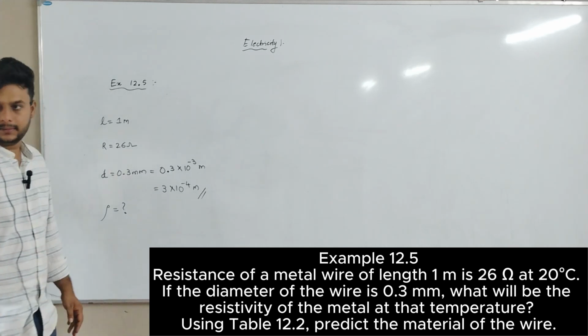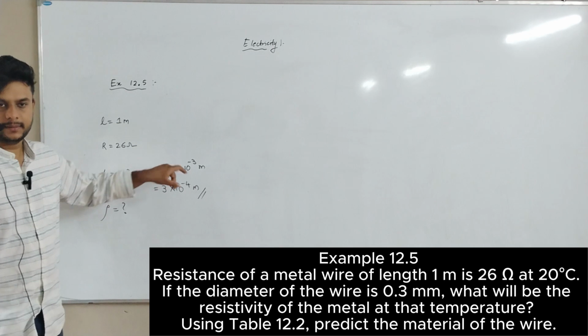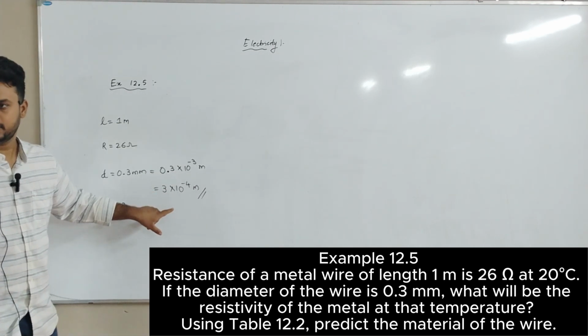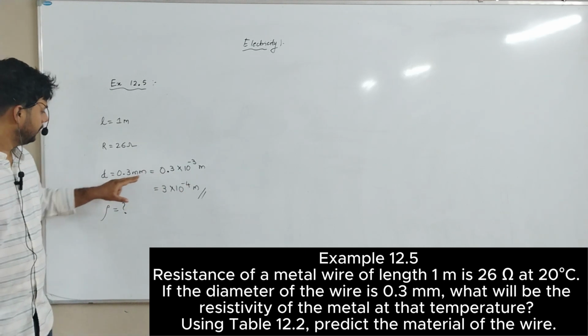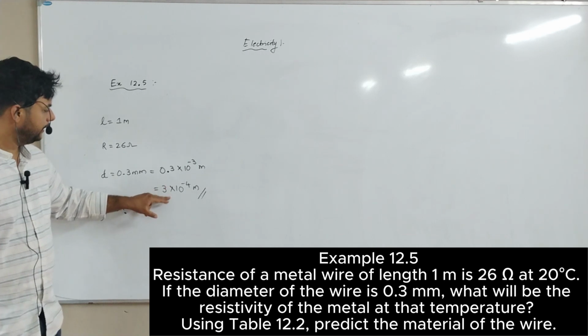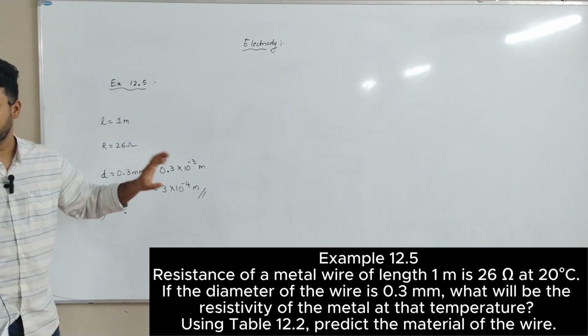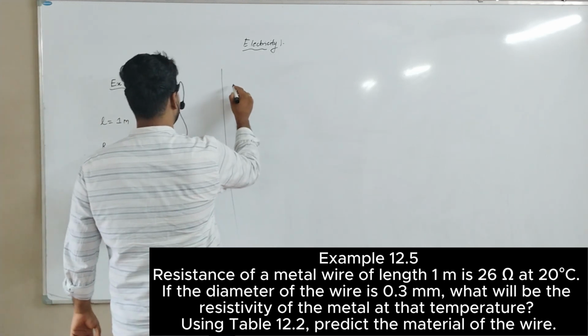Getting? So they have written by mistake 0.3 here. In the sum, while doing, they have to use this value. So it was confusing. So don't take this value. 0.3 millimeter. Move this point here, make it 3. 3 into 10 power minus 4 meter. Understood? Okay. Now we are finding rho.